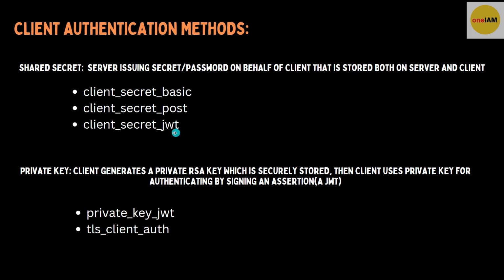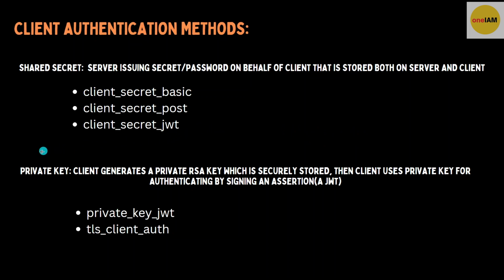And in client secret JWT, we prepare a JSON payload according to the OpenID specification, adding the claims and other parameters. Then we add a signature using the client secret. Then the authorization server validates the signature using the client secret.